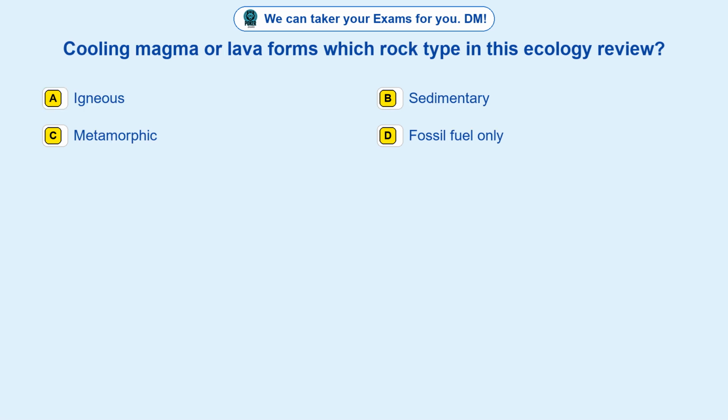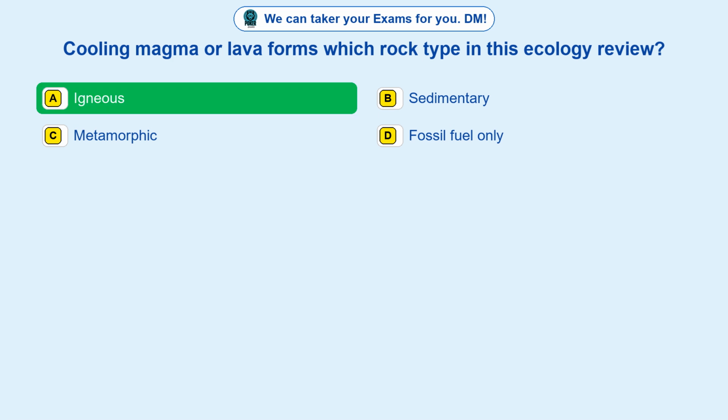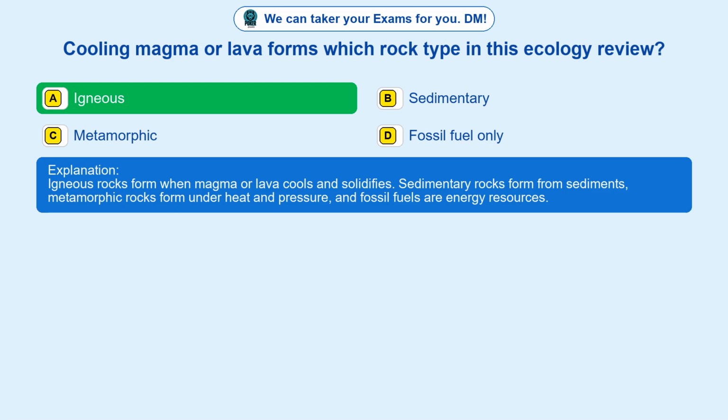Question 84. Cooling magma or lava forms which rock type in this ecology review? Option A, igneous. Option B, sedimentary. Option C, metamorphic. Option D, fossil fuel only. The correct answer is option A. Igneous. Igneous rocks form when magma or lava cools and solidifies. Sedimentary rocks form from sediments, metamorphic rocks form under heat and pressure, and fossil fuels are energy resources.